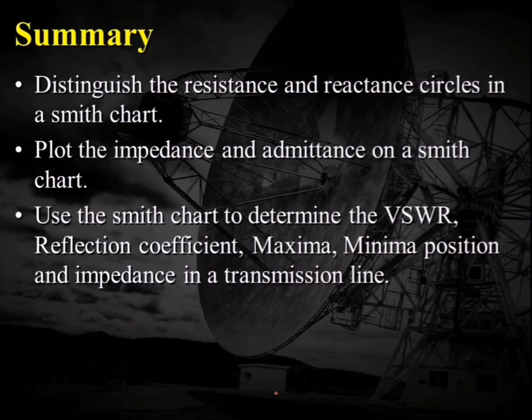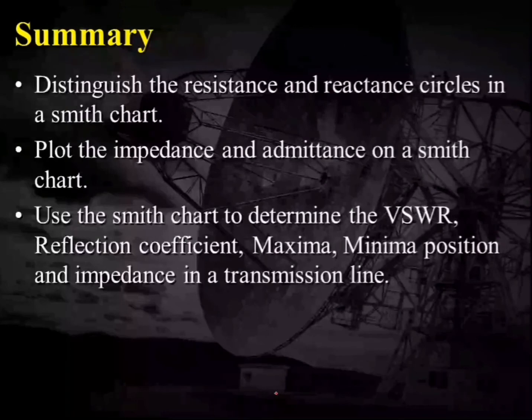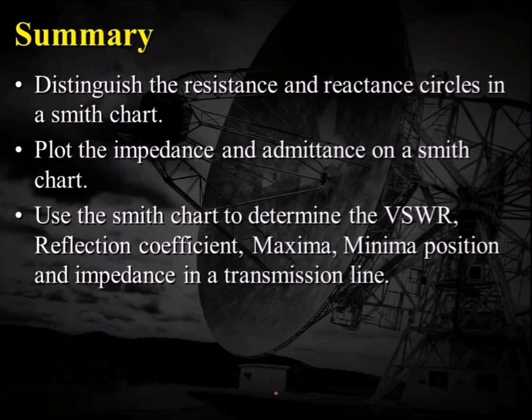So at the end of this lecture, we are now able to distinguish the resistance and reactance circles in the Smith chart. We are also able to plot the impedance and admittance on the Smith chart, and we can also obtain the values of VSWR, reflection coefficient, maxima, minima positions, and impedance in a transmission line.